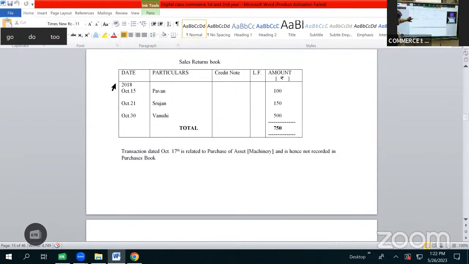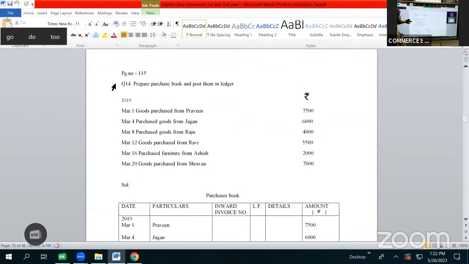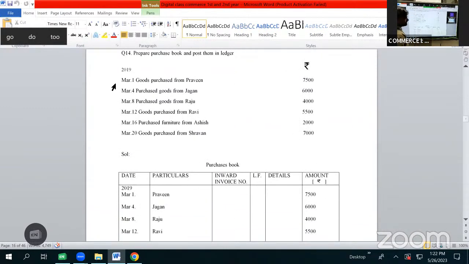Same topic, subsidiary books. Still, we have two more problems in this topic, page number 115, question number 14. Prepare purchases book and post them in ledger. So in examination, we'll be just asked to prepare purchases book. We won't be asked to post them in ledger, but just for explanation, we'll be discussing how we post them in ledger. The transactions are given for the year 2019 for the month of March.